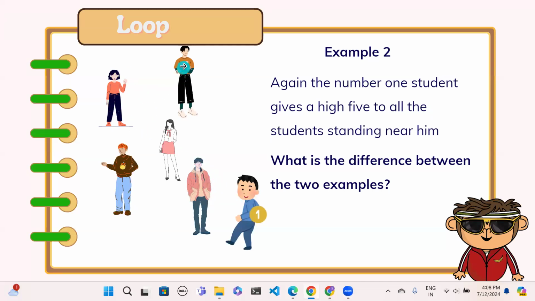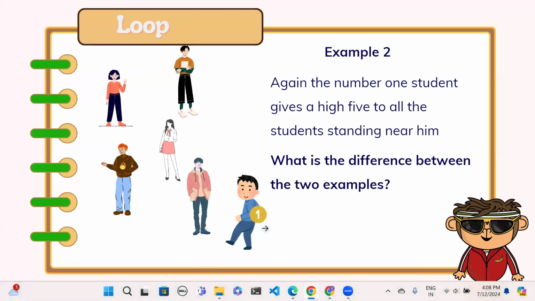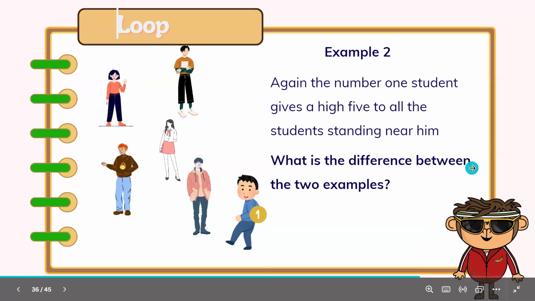The number one student should take more steps compared to the front ones. The number of steps may differ, and the student should also move in a different direction. In this kind of situation, we use a for loop.